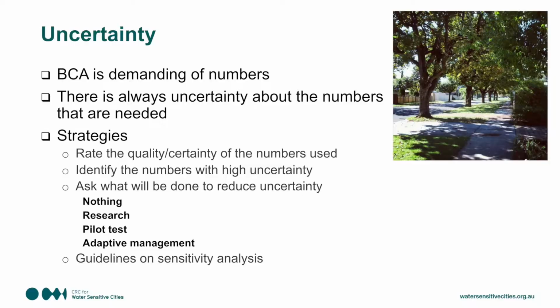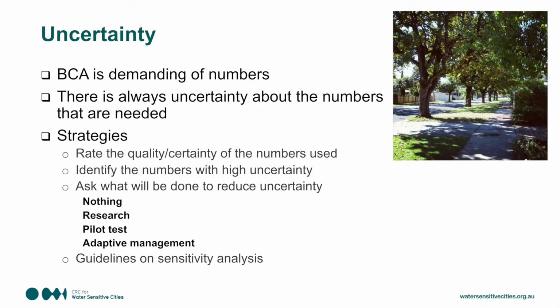Uncertainty, I mentioned, is really important. Even with your best efforts to get the best available data, even if there's good research in the area, you can already see that trying to do something like this is quite demanding of data. There are many different sources of data that need to be brought together. There's bound to be uncertainty about some of the information that you need. So you need to be clear about how important that uncertainty is.